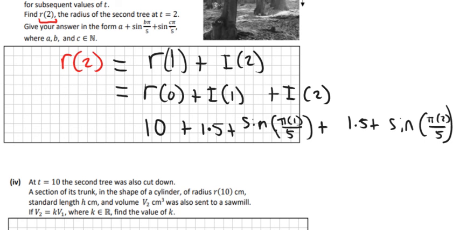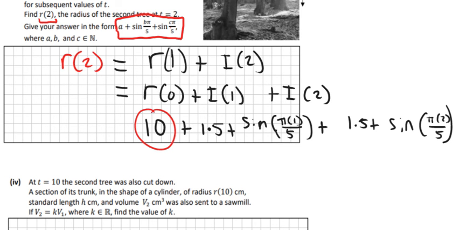Now usually you could just go to the calculator here. But if you look back up the question, they actually want you to give the answer in this form here. So they want some number by itself, A, and then they want plus sine of something pi over 5 plus sine of something else pi over 5.